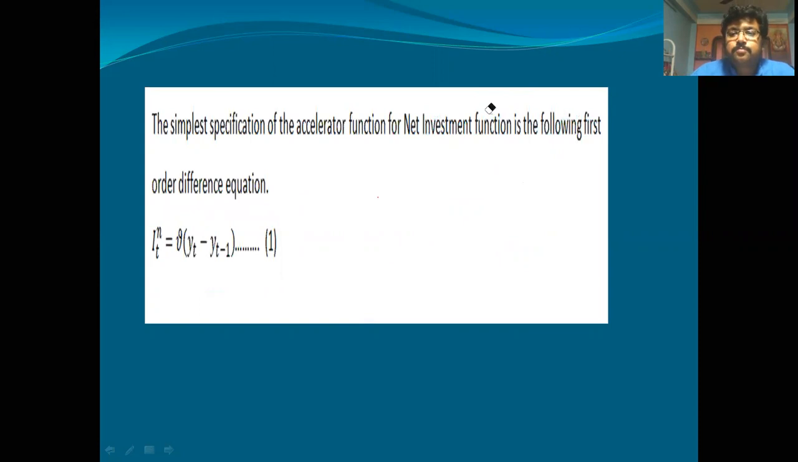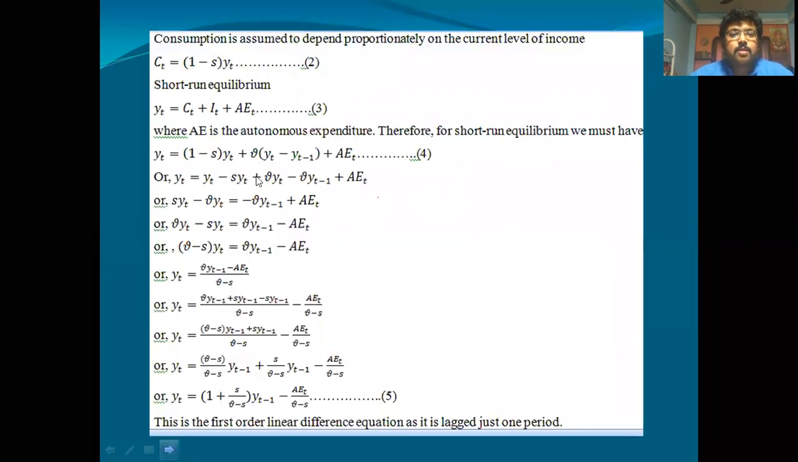Now this is the consumption function. Consumption is assumed to depend proportionately on the current level of income. Consumption is a function of y t, and it is proportional. This is the marginal propensity to save. If we subtract the marginal propensity to save from 1, then we get the marginal propensity to consume. This is a constant term. So consumption is a proportional function of income.